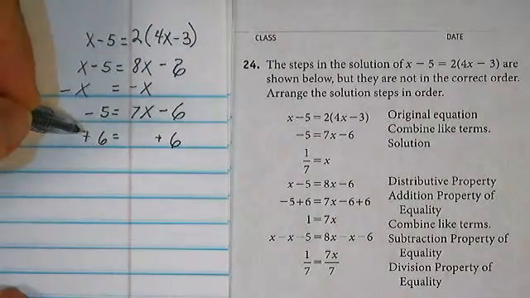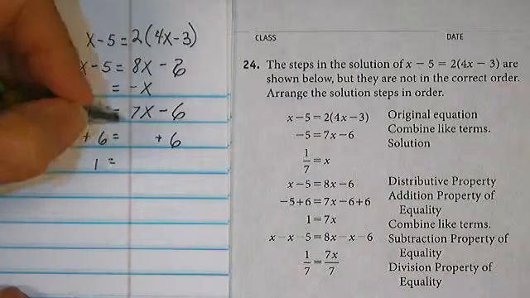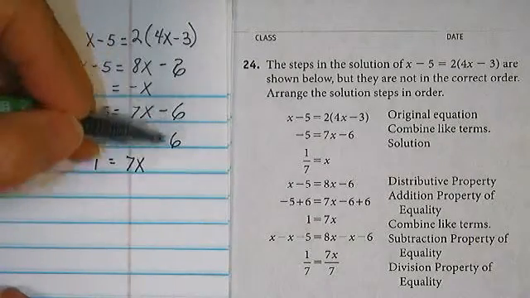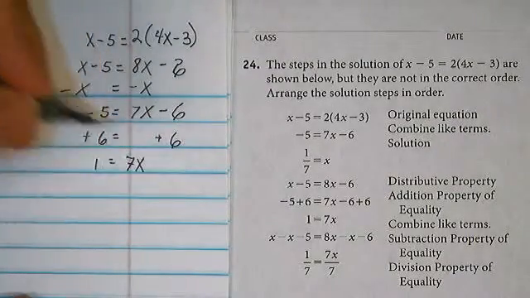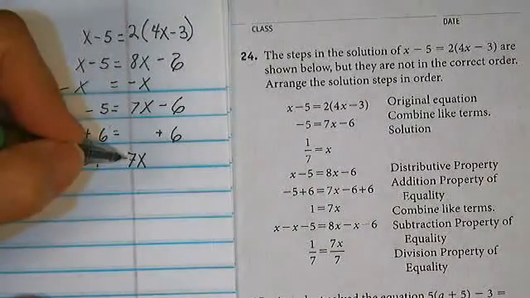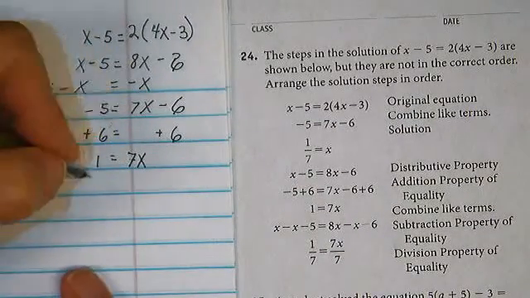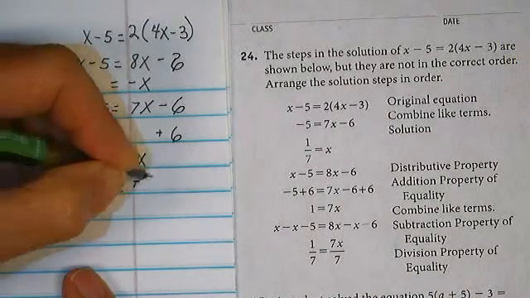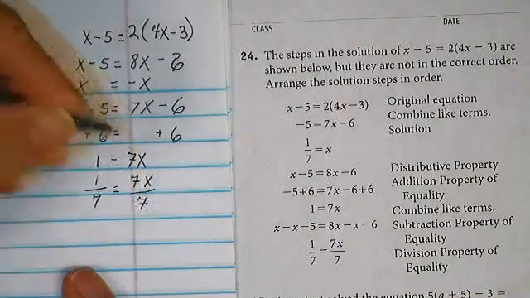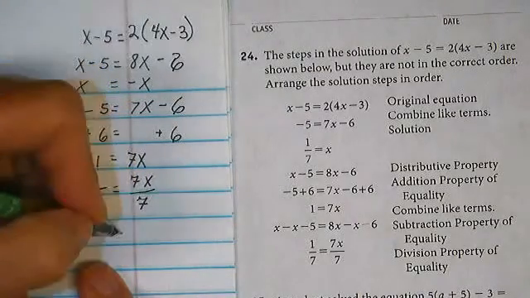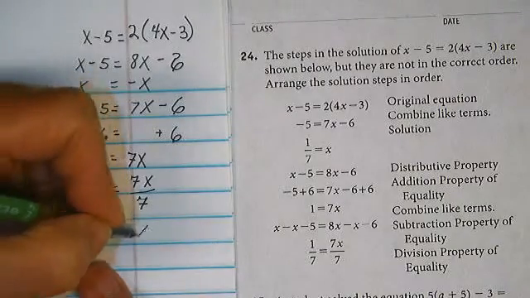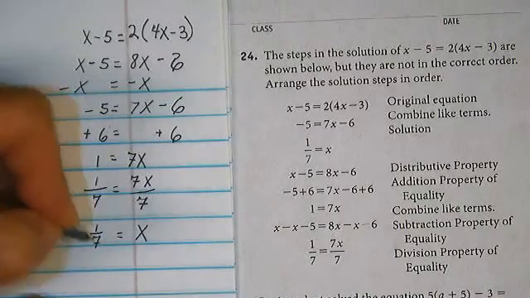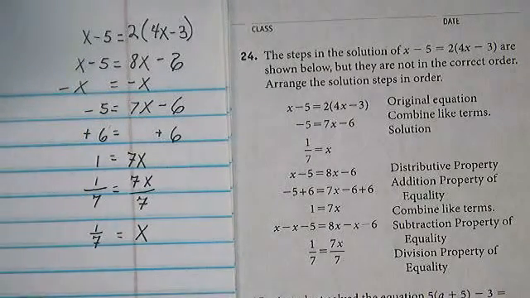Negative 5 plus 6 is equal to 1. 7x plus 0 is 7x. 6 minus 6 is 0, still on track. Next, I want 1x, so I divide both sides of my equation by 7. 7 divided by 7 is 1, so that gives me 1x on the right and 1 over 7 on the left. We have a correct, complete solution.